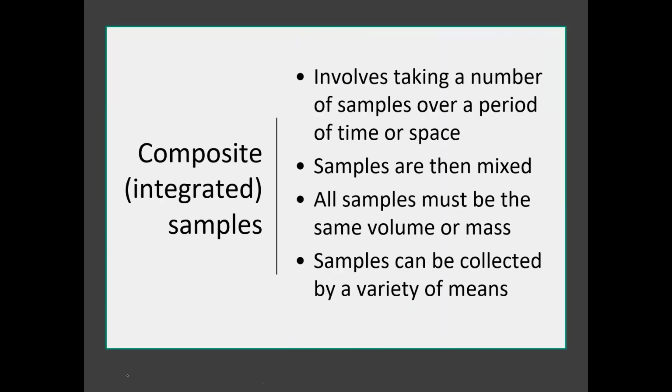We can also have a composite sample. So we can take a number of samples taken over a period of time or over a spatial distance, and then we mix the samples. So you could go around to the engineering building, you could collect 450 ml samples, compile that all into a liter container, you'd end up with a liter, mix it up, and you have one sample representing engineering.